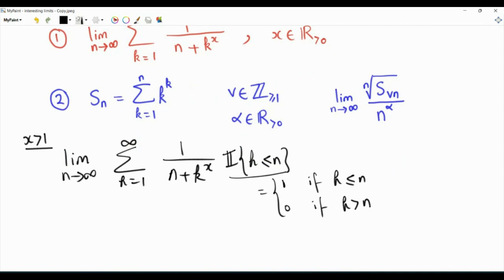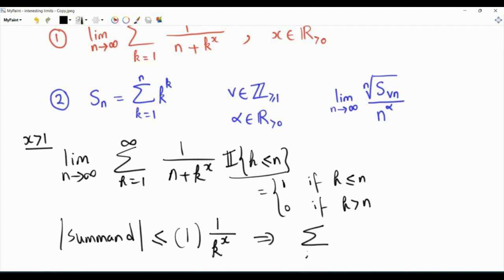Now let's investigate the magnitude of the summand. What we are summing can be upper bounded by the following. The indicator function is 1 or 0, so it is upper bounded by 1. 1 over (n plus k) to the power x is less than or equal to 1 over k to the power x. So we have an upper bound, which is 1 over k to the power x. Now, if we sum the upper bound, summation k from 1 to infinity, 1 over k to the x, this is a convergent sum when x is strictly greater than 1. So this is a finite quantity.